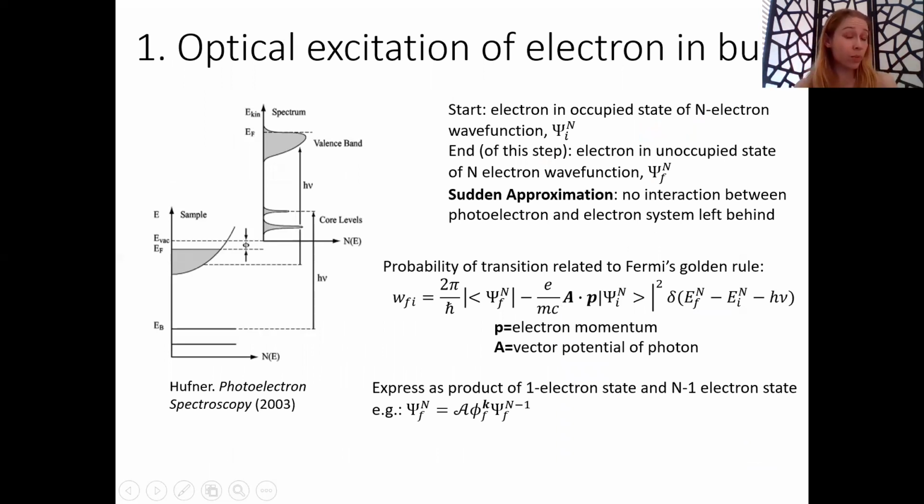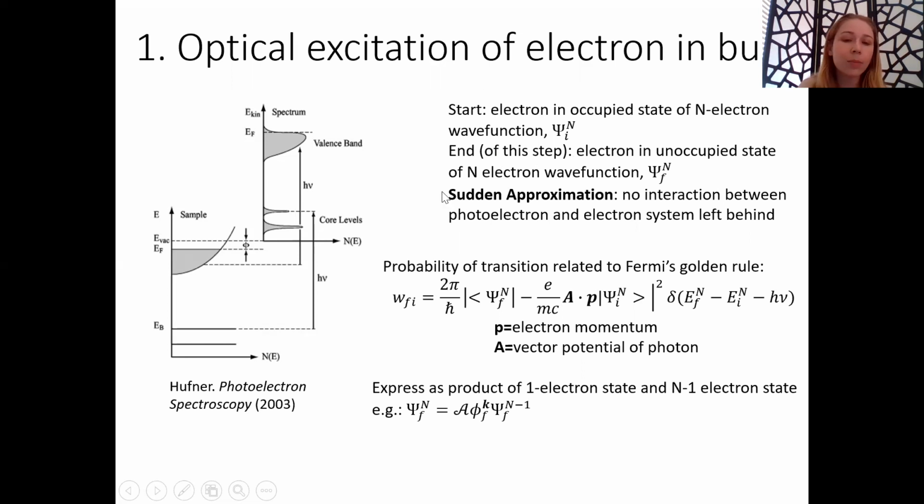So as a reminder of the photoemission process, you have UV light hitting the sample, and then that light is absorbed by electrons. And in step 1, those electrons are promoted to some higher energy level. At the start, the electron is in an occupied state of some N electron wave function, which is called psi sub I superscript capital N. And at the end of this step, the electron is in some unoccupied state of this same N electron wave function.